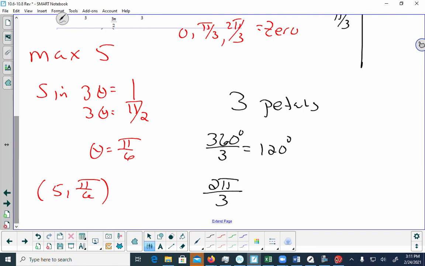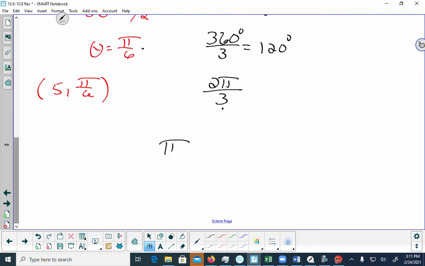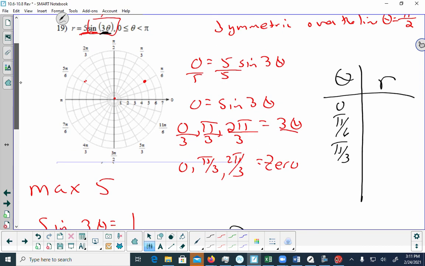So they're 2 pi over 3 apart. So once I have this first one at pi over 6, to find the next one, I'm going to add the difference. So I'm going to take pi over 6 plus 2 pi over 3, and I'm going to get 5 pi over 6, which is what I was expecting because I knew it was reflective over the line theta is equal to pi over 2. So there's the one.